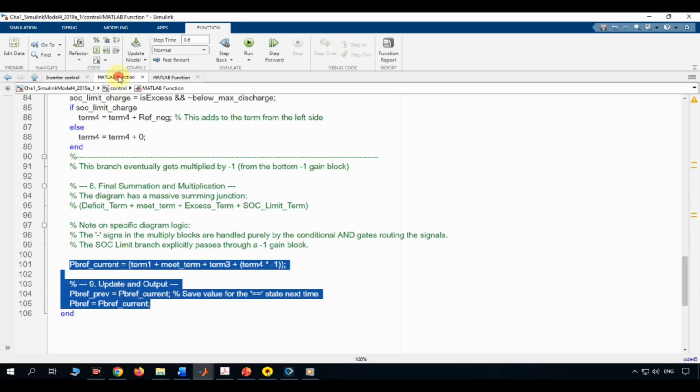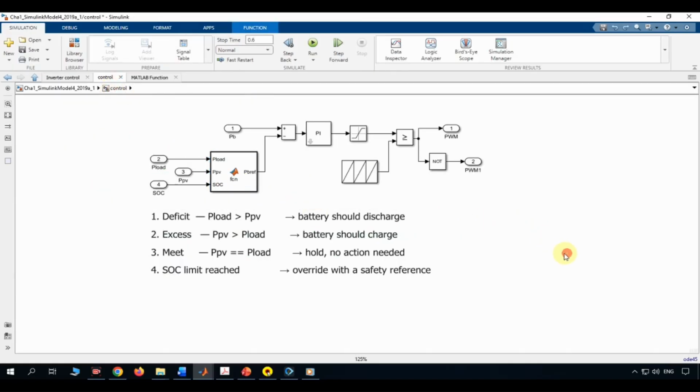So now we have PB_ref, but a number alone doesn't switch anything. The rest of the diagram turns it into real gate signals. First, PB_ref is compared against PB, the actual measured battery power, producing an error. That error drives a PI controller, proportional plus integral, which continuously adjusts its output to drive that error towards zero. This is standard closed-loop power control.